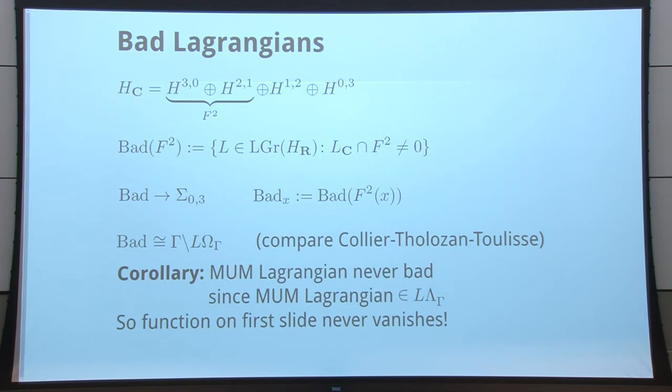In particular, the function that I had on the first slide never vanishes. If you work out everything very explicitly, it's possible to do so, you see that this is just a Plucker coordinate, and it really is measuring whether F2 is intersecting that particular maximally unipotent Lagrangian. This never happens, and that's why the function never vanishes. So the explanation for why that equality holds in the seven thin cases is essentially because there's a geometric structure on a circle bundle over the surface, and that geometric structure can be realized as a quotient of some open set in some Lagrangian Grassmannian. So this explains what I said on the first slide.